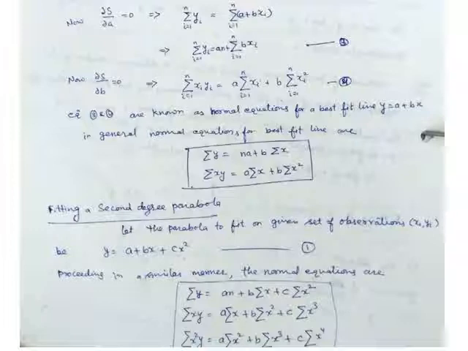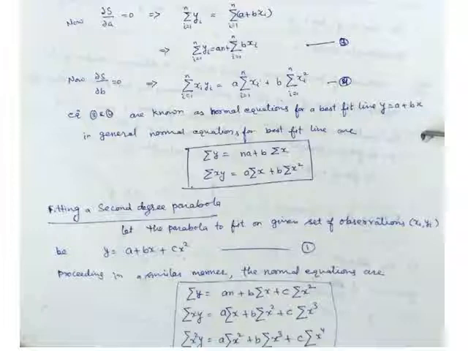Now again, we study fitting a second degree parabola. Proceeding in the same manner as we discussed for the line, we first assume that for the given set of observations the parabola is y equals a plus bx plus cx square. Now if we set the deviation di, then take the sum of the squares of the deviations, and differentiate S with respect to a, with respect to b, and with respect to c, and then put 0, we get these three normal equations.